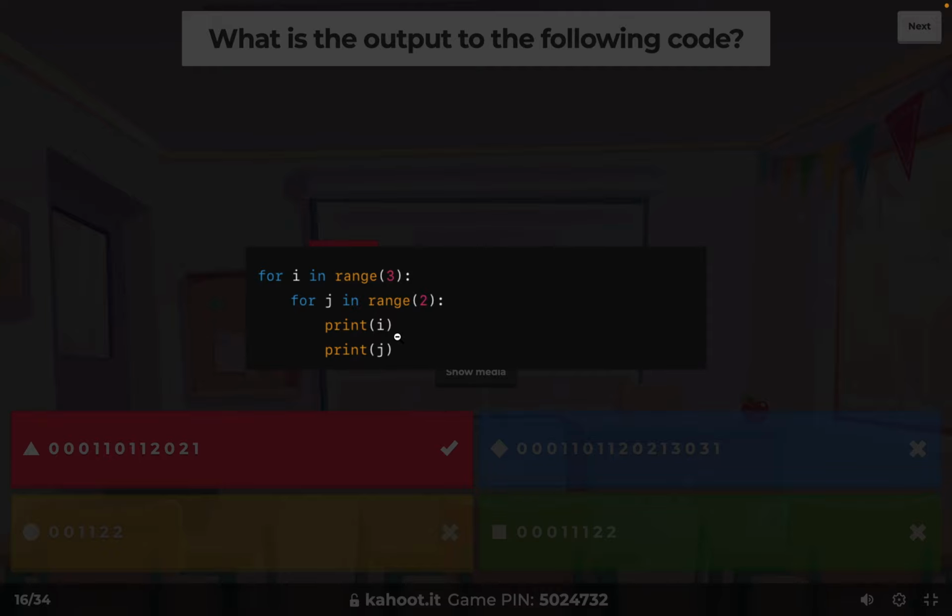So remember how Python is zero indexed? So the third element is actually the second index. So the first will be 0, and then 1, and then 2. Nice.